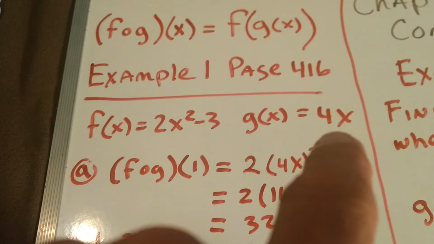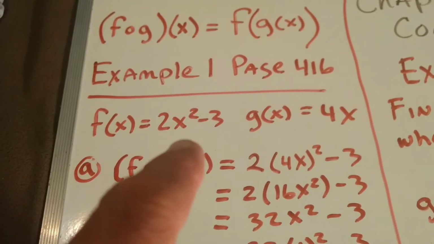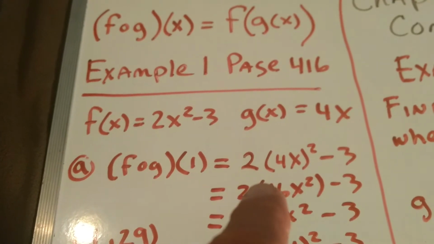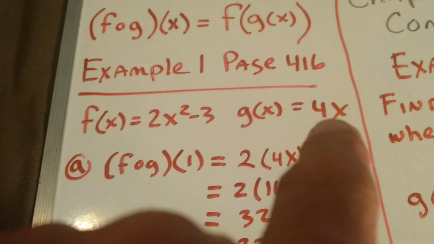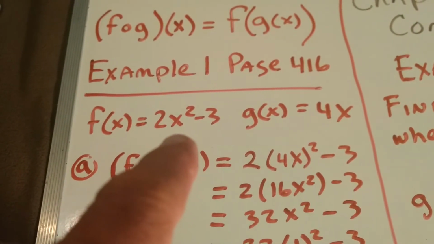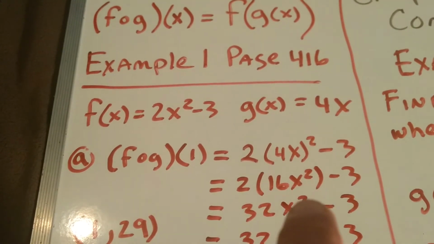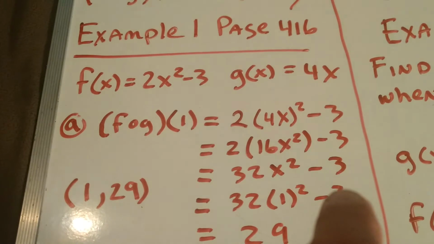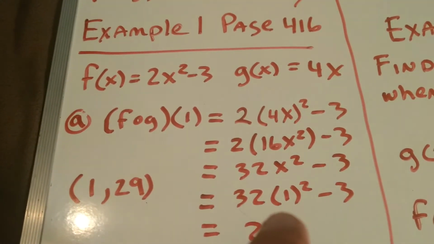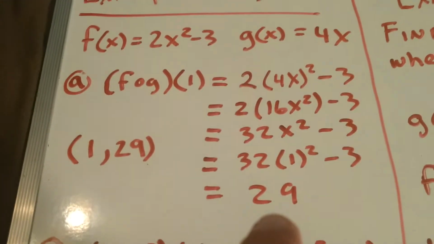It's telling me to take 4x and put it in for x in f. So that essentially gives me 2 times 4x squared minus 3. See how the 4x takes the place of the x in f. Well, if I square this, I get 16x squared. Multiplied by 2, I get 32x squared minus 3. Now I can put the 1 in. 1 squared is 1, times 32 minus 3 is 29.